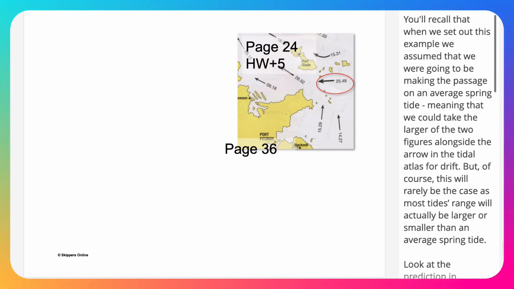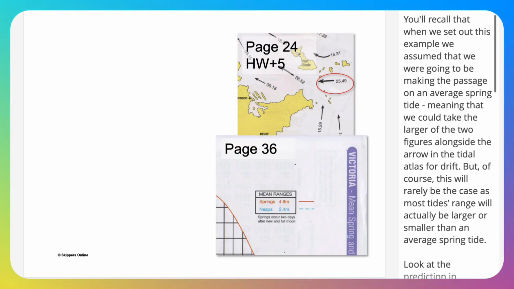Look at the prediction in Neptune Channel at high water Victoria +5. You can see that the tide is setting pretty much west, and that, on an average neap tide, the drift will be 2.5 knots. And on an average spring tide, it'll be 4.9 knots. Quite a big difference. If we take a look in the top right-hand corner of the Victoria tidal curve on page 36, we can see that the mean spring range at Victoria is 4.9 meters, and 2.4 meters at neaps.